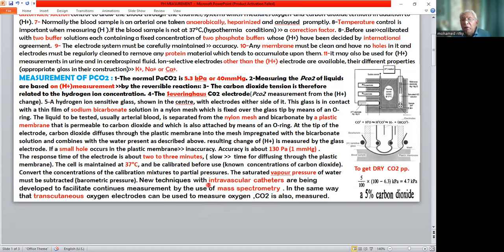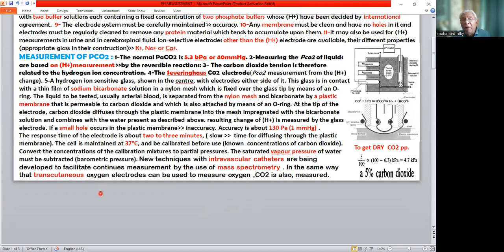New techniques, of course, include the intravascular catheter, as we said before, as an option to facilitate continuous measurement by the use of mass spectrometry. Also, you have transcutaneous CO2 measurement, like that option.